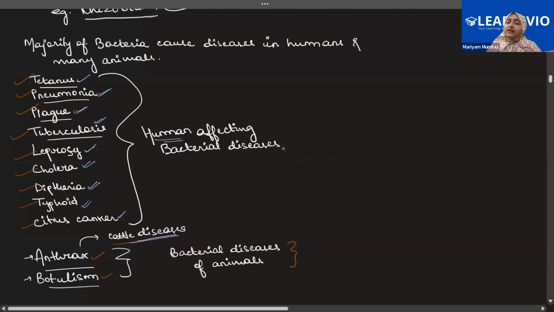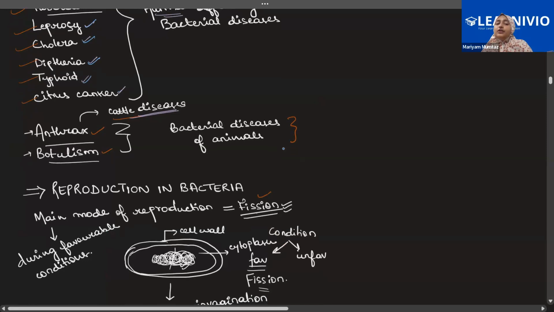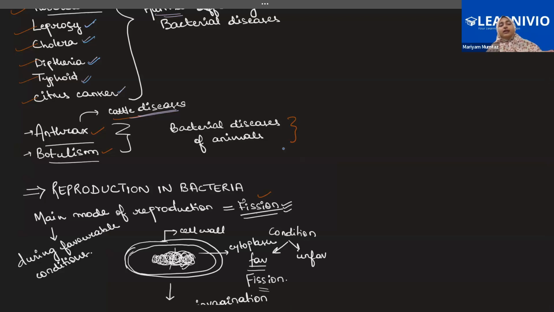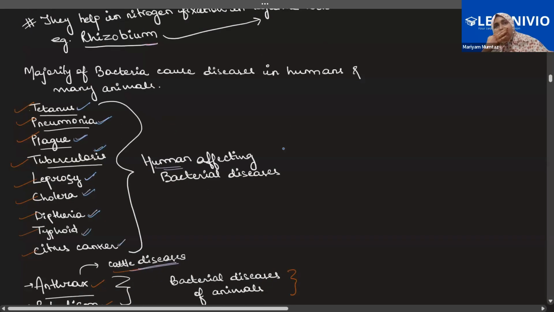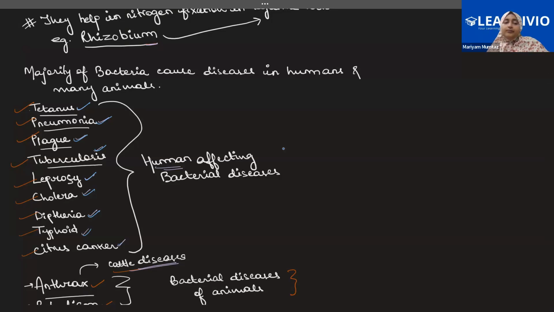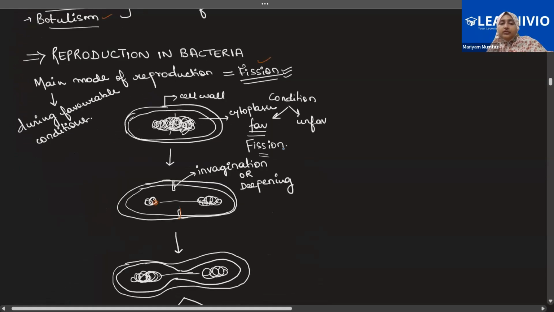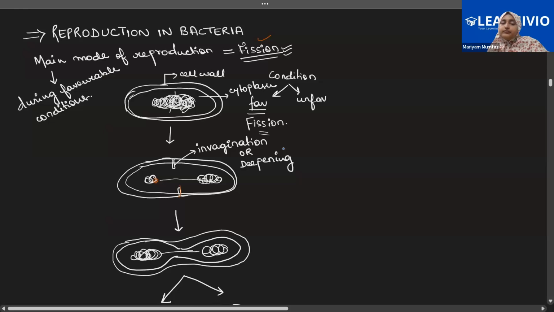Now, apart from causing diseases in humans, bacteria also cause diseases in animals, such as in the cattle, in cows and buffaloes: anthrax, botulism. These are the names of the diseases that are caused in cattle by bacteria, and these are again heterotrophic bacteria. So up until now, we have learned about the different modes of nutrition in bacteria. Now moving forward, we'll talk about reproduction in bacteria.